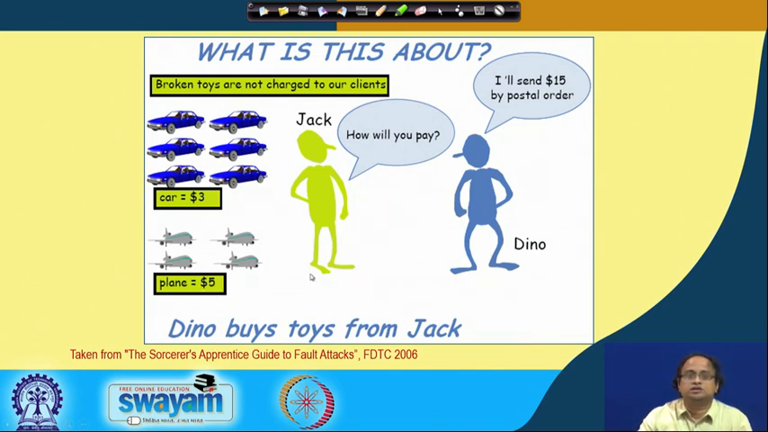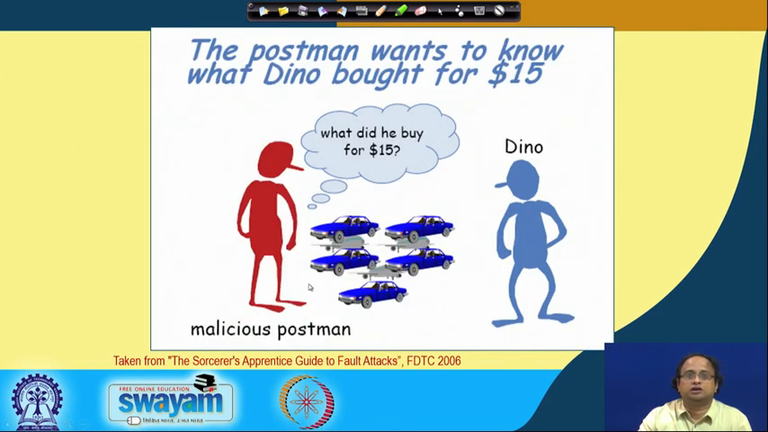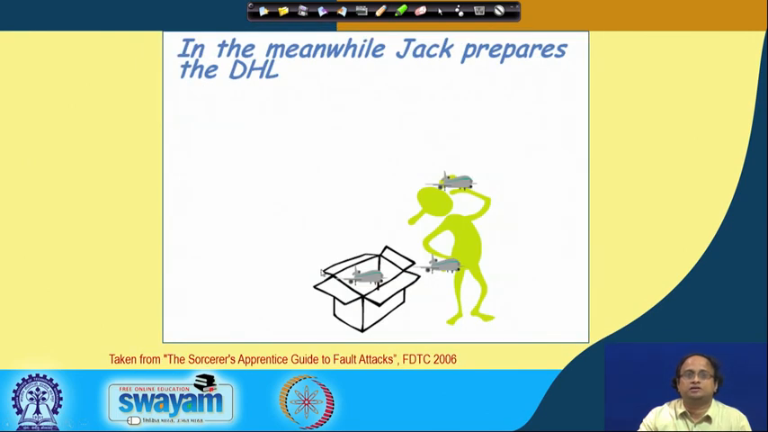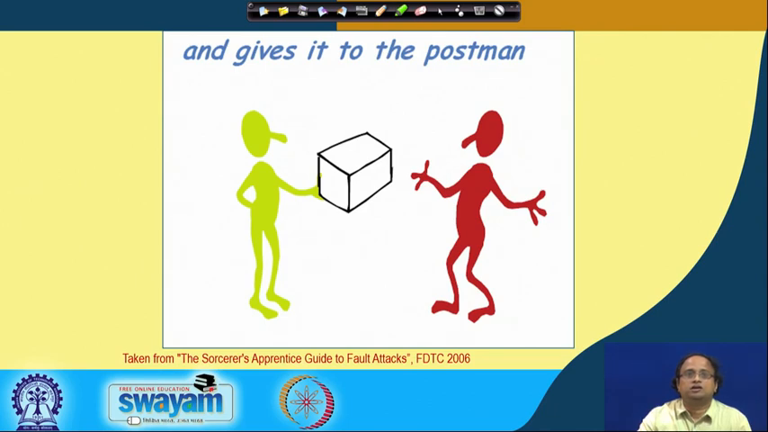So essentially it can be any of these transactions, and imagine that there is a malicious postman who is curious to know which of these transactions has taken place. Information theoretically, it means that there is 1 bit of uncertainty. I want to know whether it is transaction 0 or transaction 1. Meanwhile Jack prepares the package and prepares it to courier to the customer Dino, and gives it to the postman.